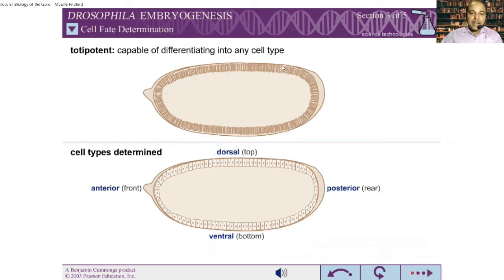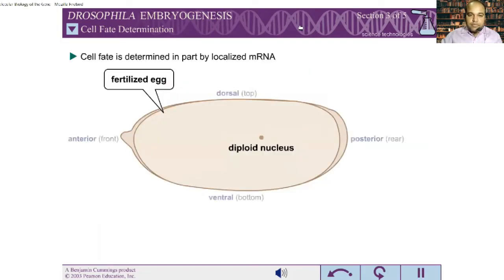Once they have been decided, then the further division or the differentiation of the cell will take place. Moving forward. Now, the first type of genes that we are going to talk about is the maternal effect genes. Now, what are these maternal effect genes?